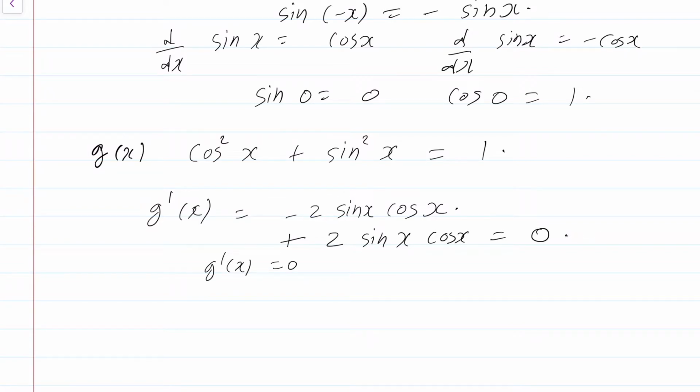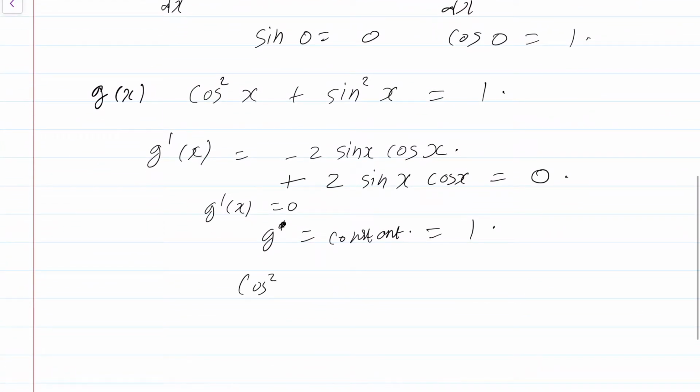Okay, so we have got that g prime of x is 0. That means g is constant. G is a constant function. And what is this constant? Well, substitute x equal to 0, we get that this constant is equal to 1. So cos squared x plus sine squared x is equal to 1. Okay, so we have got even the most famous identity for essentially free.